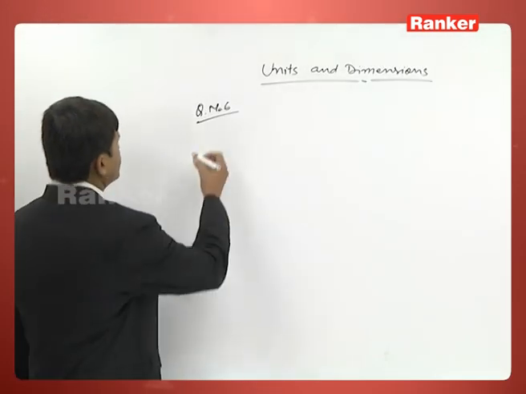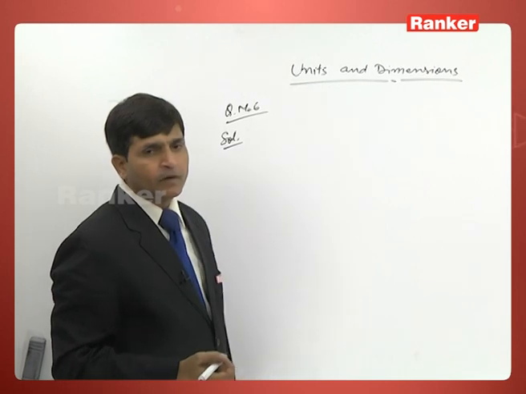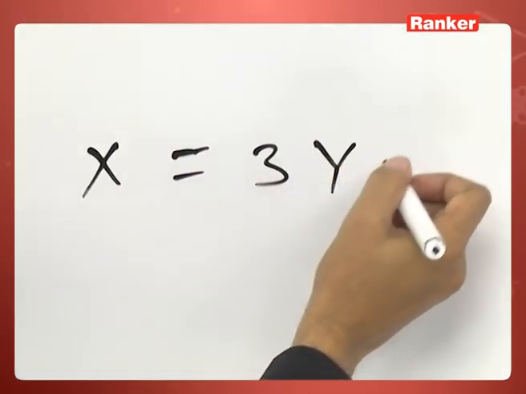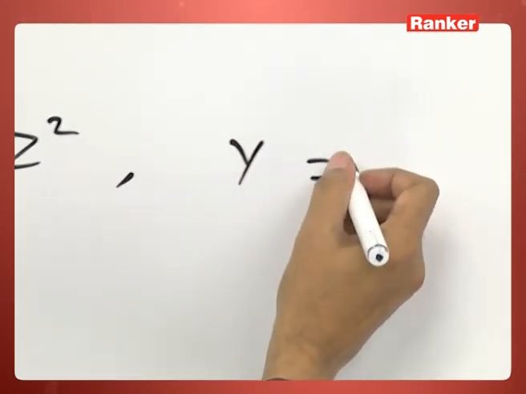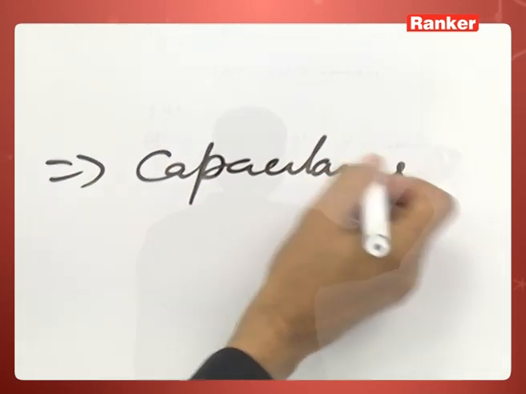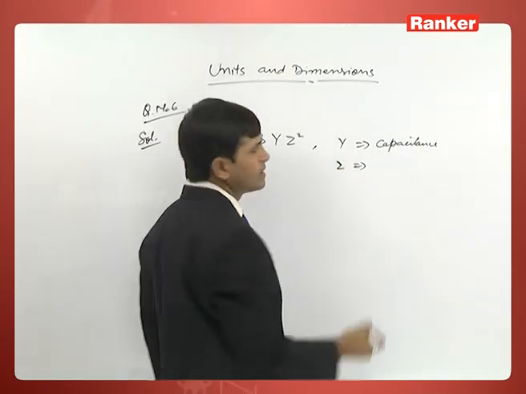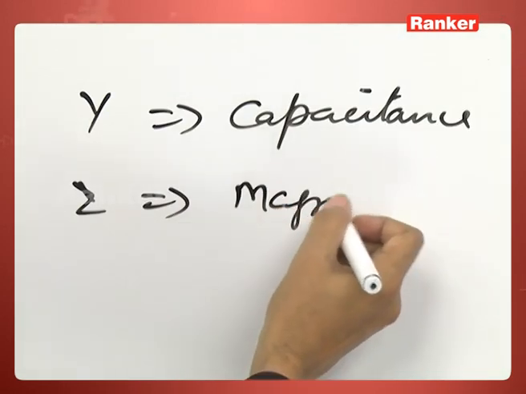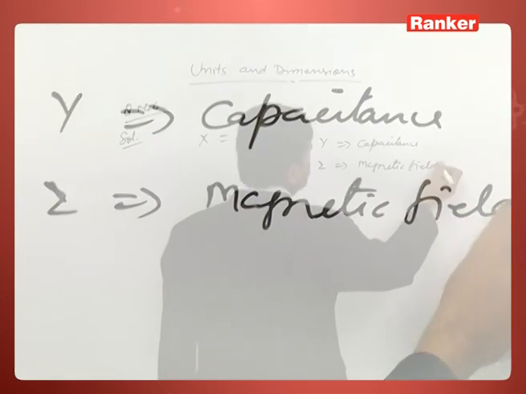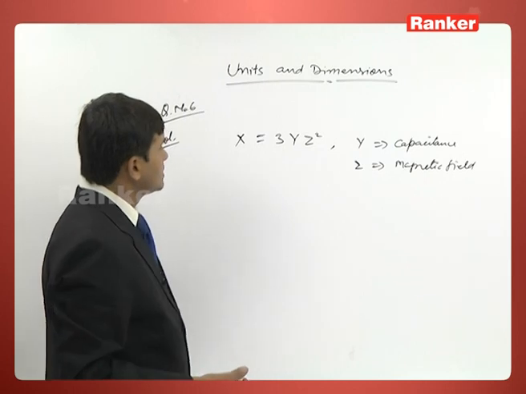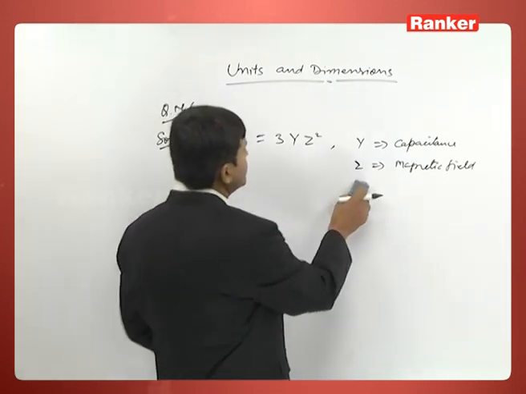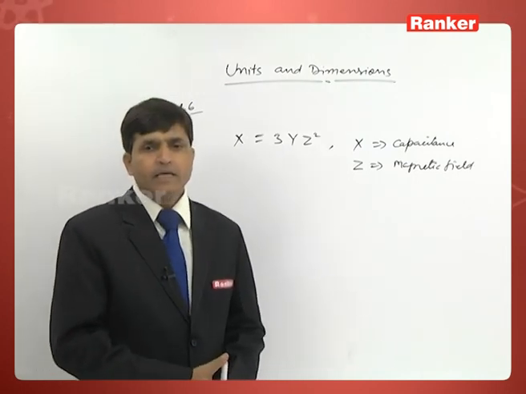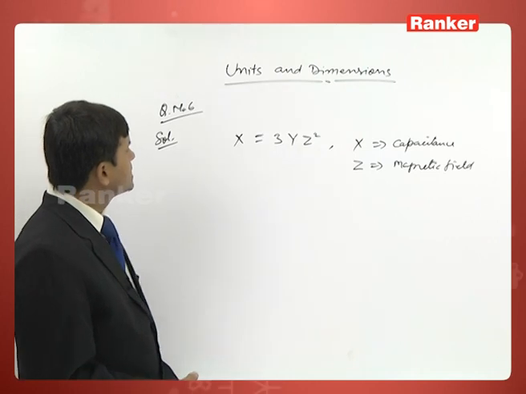Now see how to do this problem. As per the given expression, x is equal to 3yz squared, where x is the capacitance and z is the magnetic field. So we have to find the dimension of y.